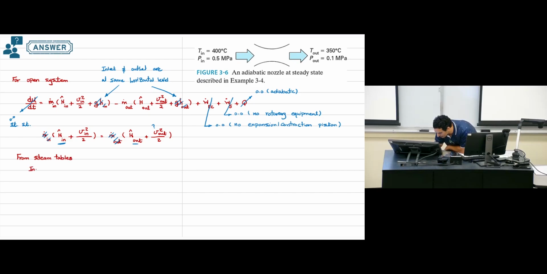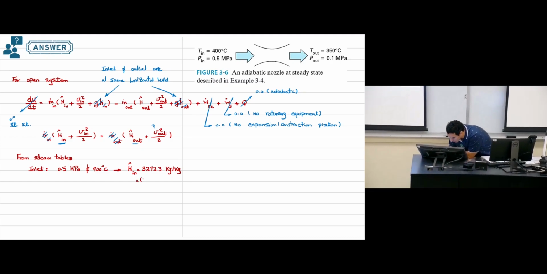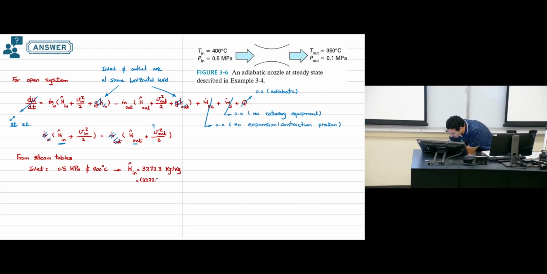So at the inlet condition we have 0.5 megapascal and the temperature is 400 degrees Celsius. So from the steam table, the enthalpy of the inlet will be 3272.3 kilojoule per kilogram. Again, kilojoule is not an SI unit, so in order to have joule, this will be 3272.3 times 10 to the power 3 joule per kilogram. And same for the outlet.